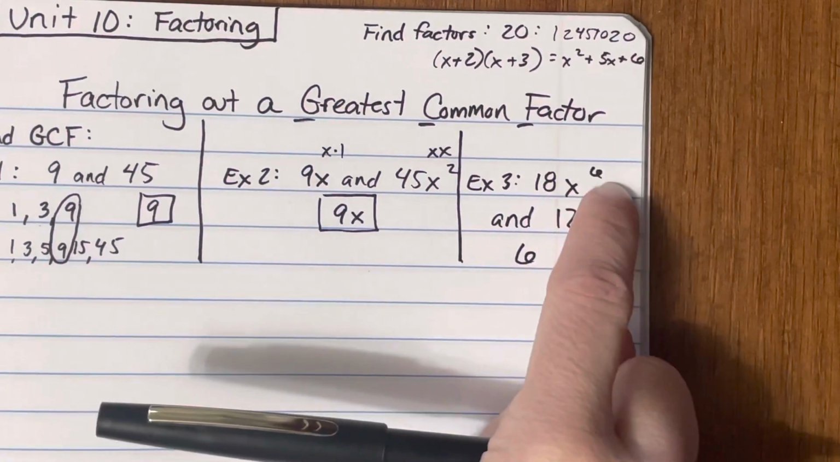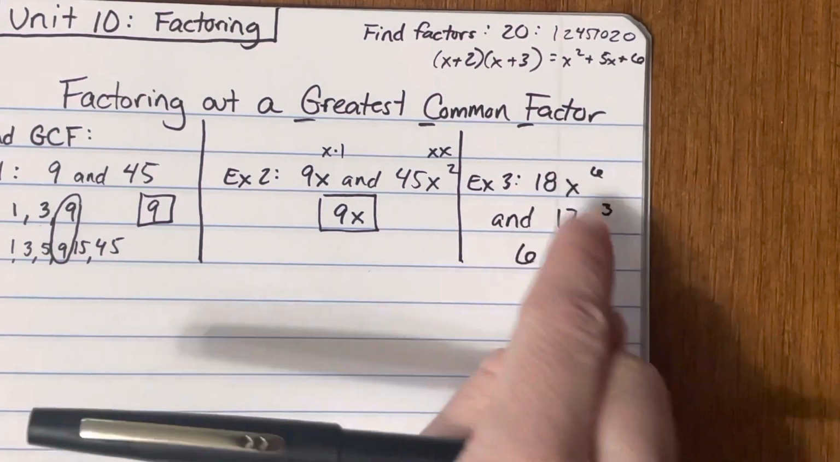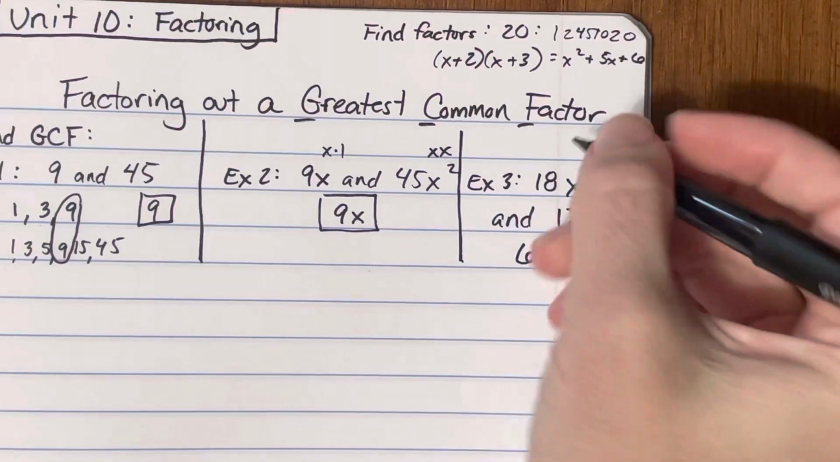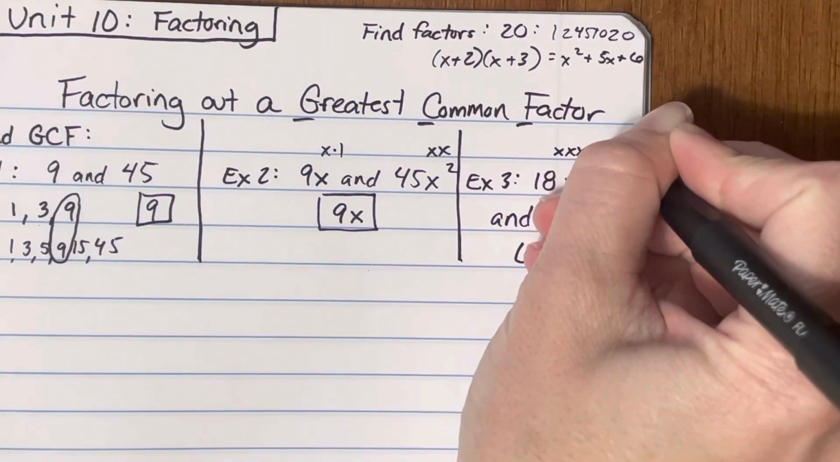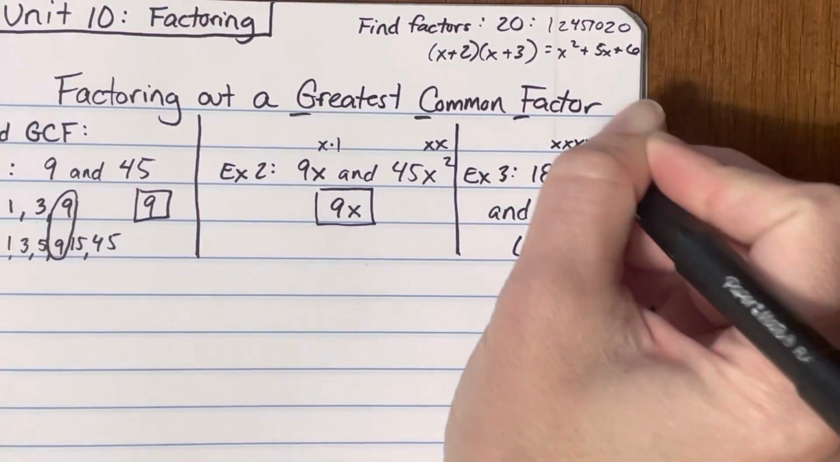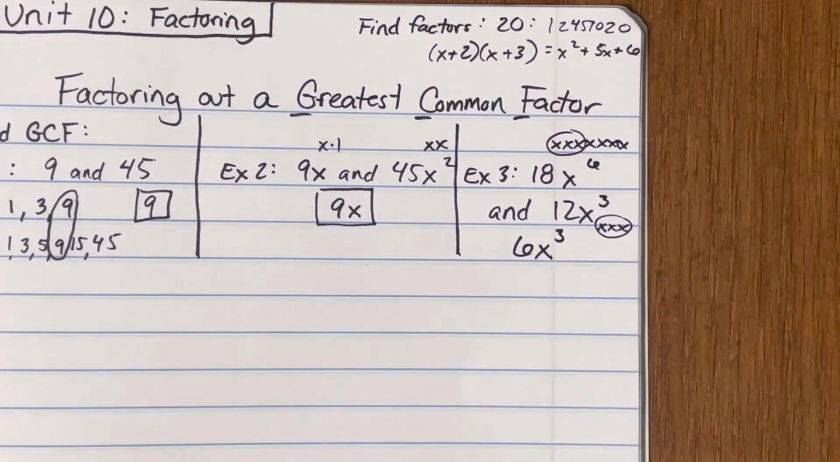Well, this has 6 x's and this has 3 x's. So they share 3 of those x's. They have an x cubed in common because, again, if you think about expanding this out, this would be 6 x's, and this would only be 3. So, of course, they share 3 in common. So our greatest common factor would now be x to the 3rd, or x cubed.